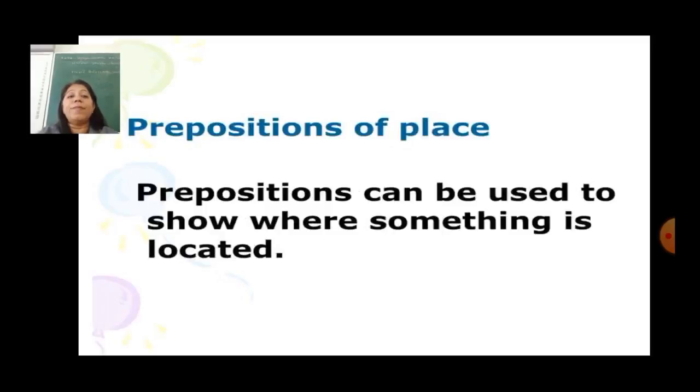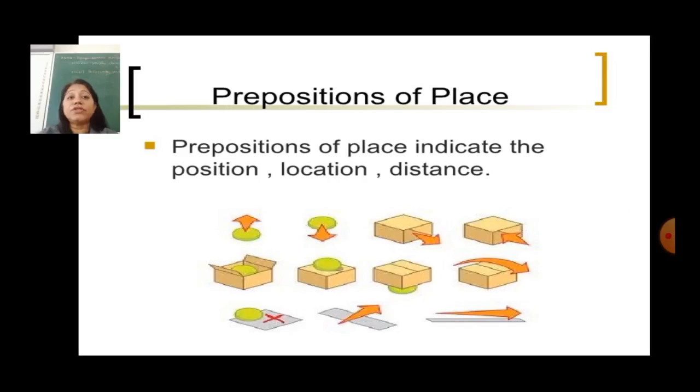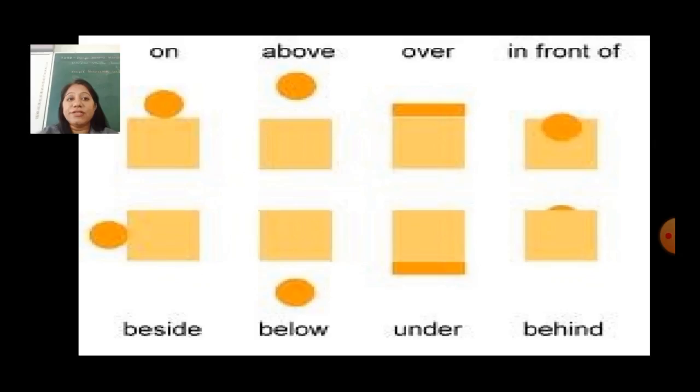Preposition of place. Prepositions can be used to show where something is located. Some prepositions show where something happens. They are called prepositions of place. Sunny was sitting under a tree. There is a wooden floor underneath the carpet. Some geese flew over their house. John and Sarah were hiding inside the wardrobe. There was a tree beside the river. I have a friend who lives in America. So, a preposition of place indicates position, location and distance.